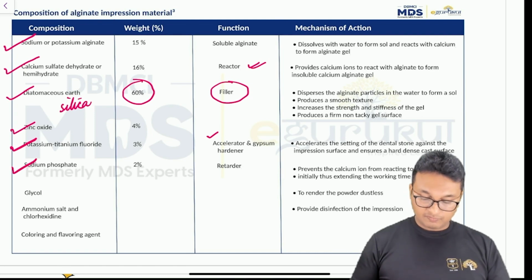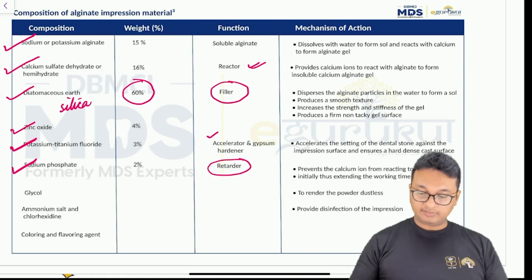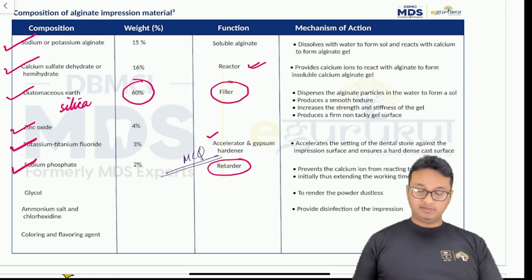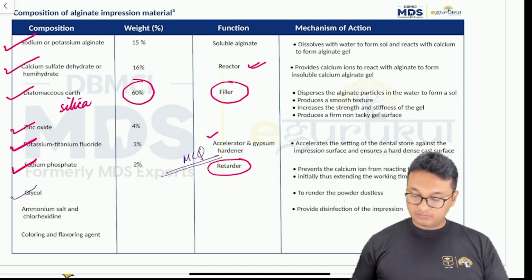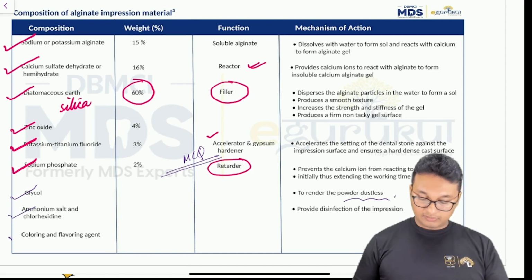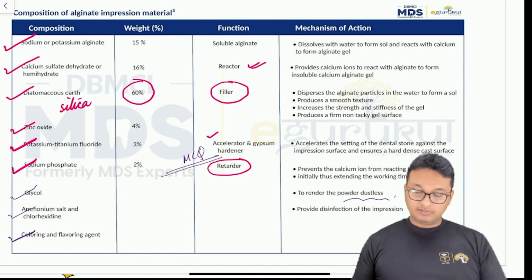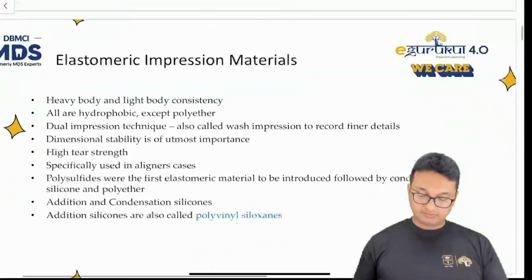Then we have got sodium phosphate, which acts as a retarder. This can be asked as an MCQ question either in ortho or in dental materials, so please make a note of it. Then we have glycol to make the powder dustless, ammonium salt and chlorhexidine, and coloring and flavoring agents, for obvious reasons, right? So these are the composition of alginate material according to the weight percentage.